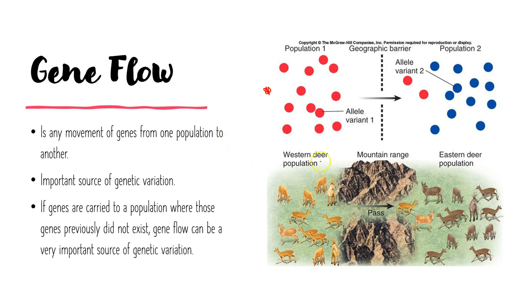So you might have a Western deer population, an Eastern deer population, and at a certain point they find a pass through the mountains, and some of the Western deer move into the Eastern deer territory. If these deer mate with the eastern deer, then their genes become part of the genetic code of that population, and this is what we call gene flow, the movement of genes from one population to another. So this is carrying the genes through to a population where they previously did not exist.